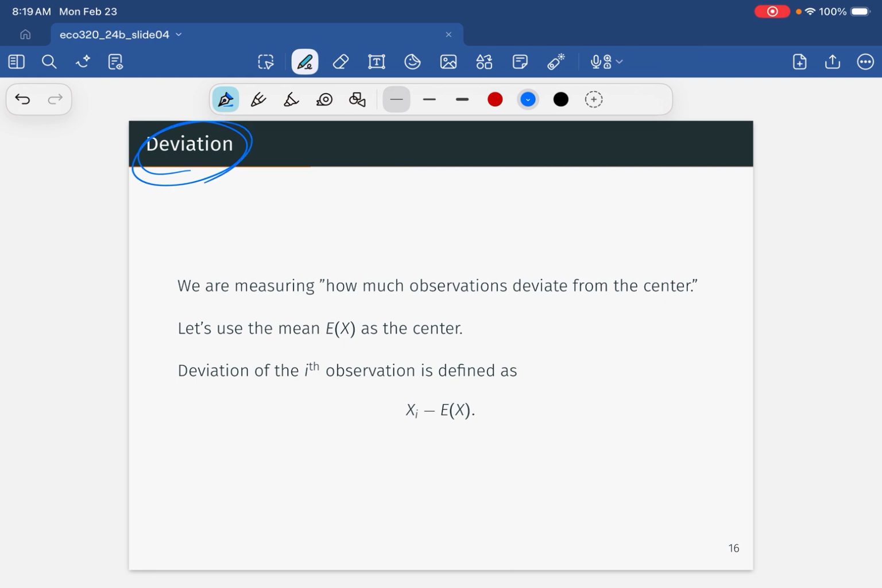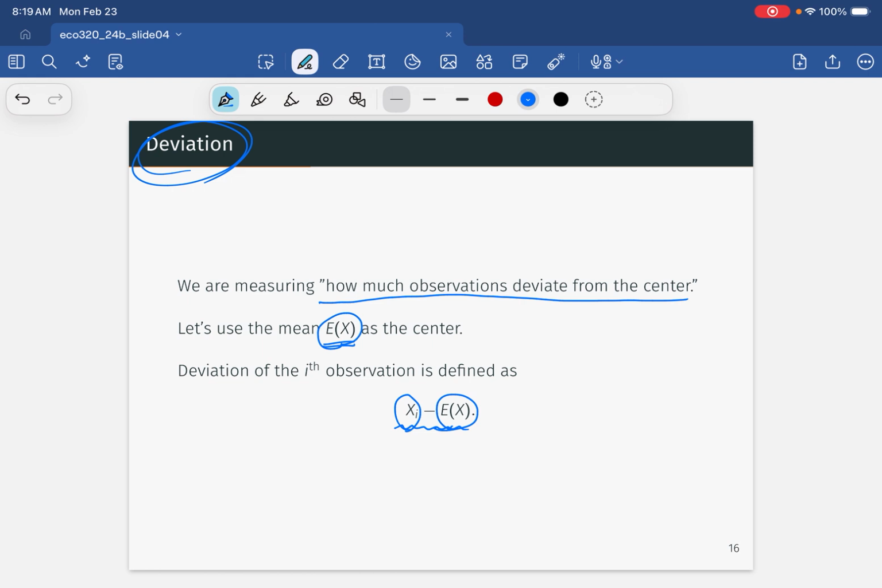Literally, the deviation is defined as just how much each observation deviates from the center. Okay, so it's easy. And we are going to use the mean as the center. So when the center is given, then you can calculate the deviation in this way: the ith data minus the mean.